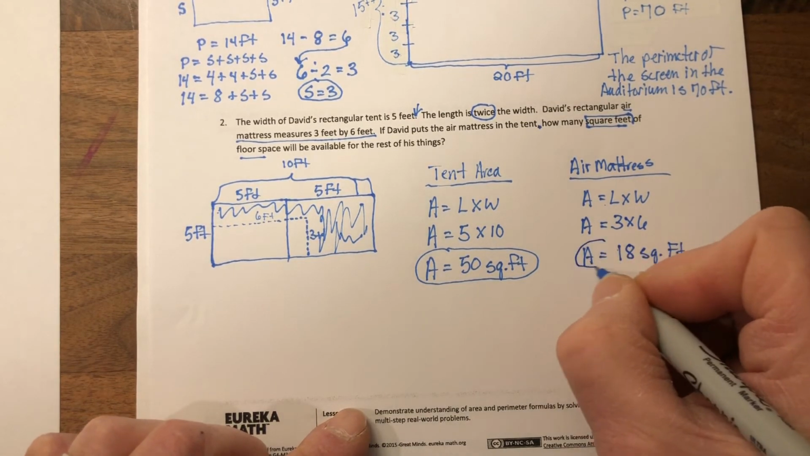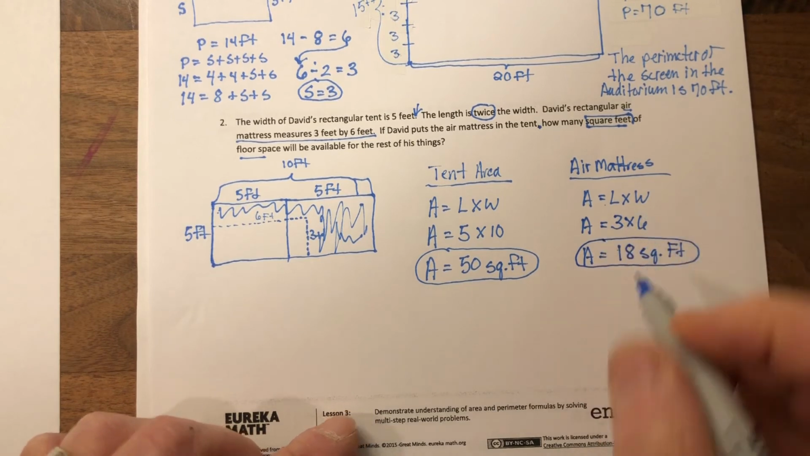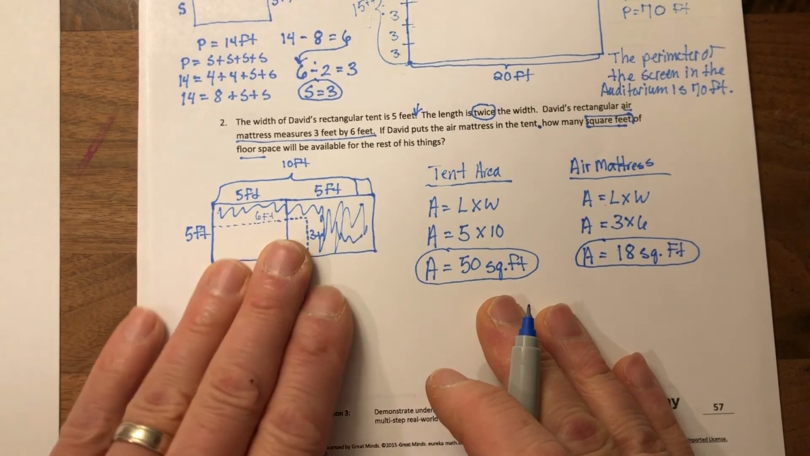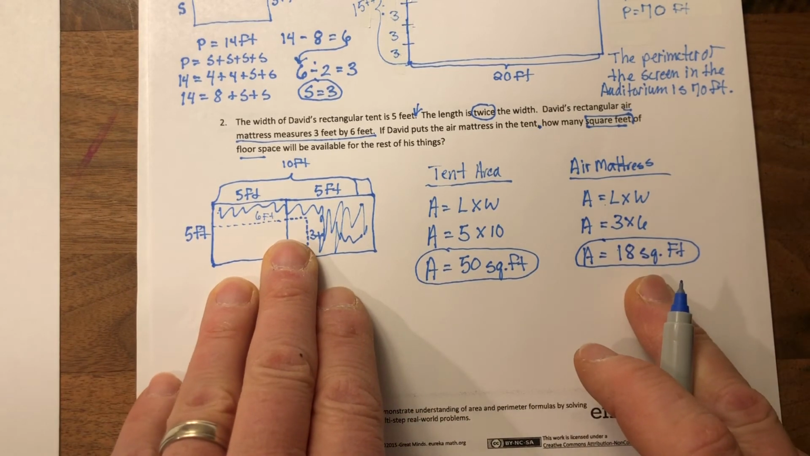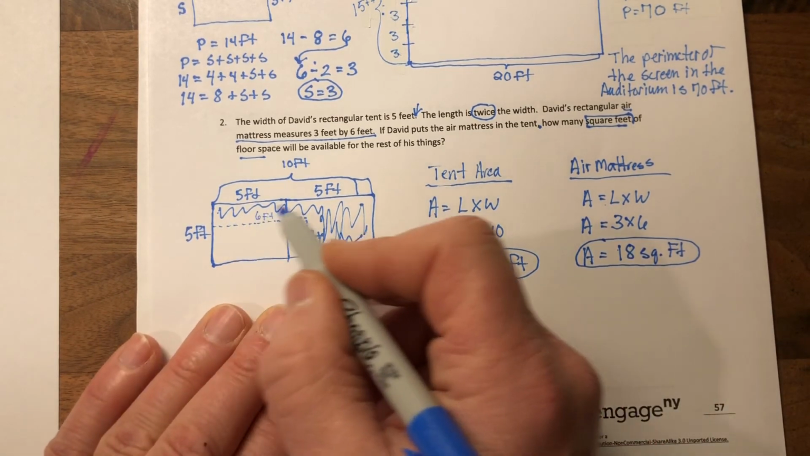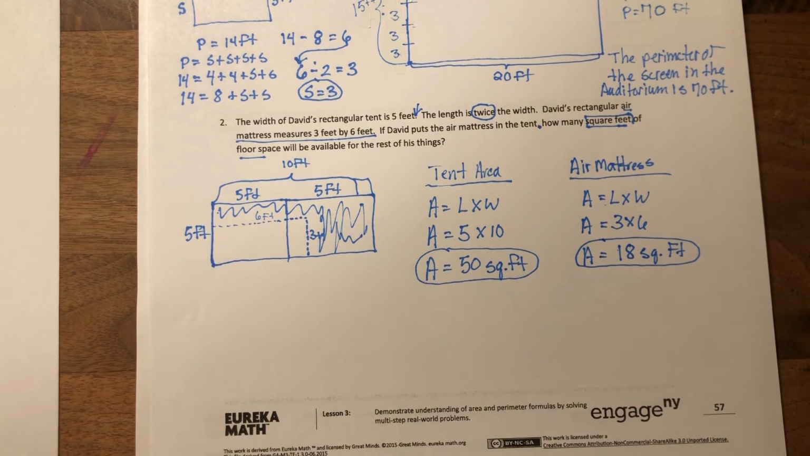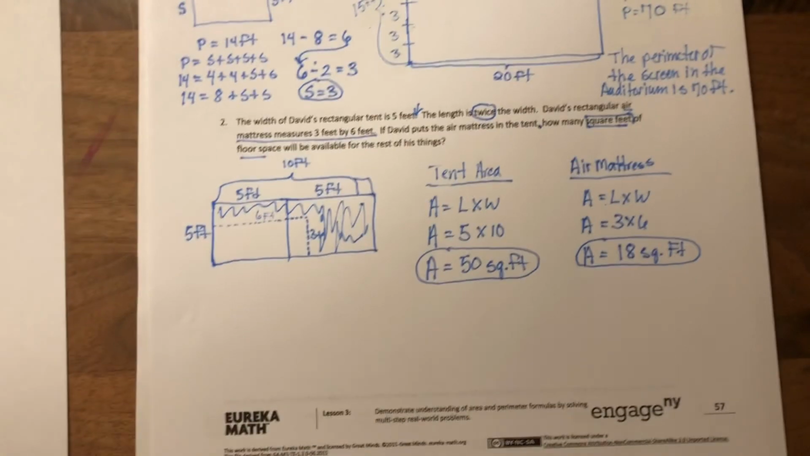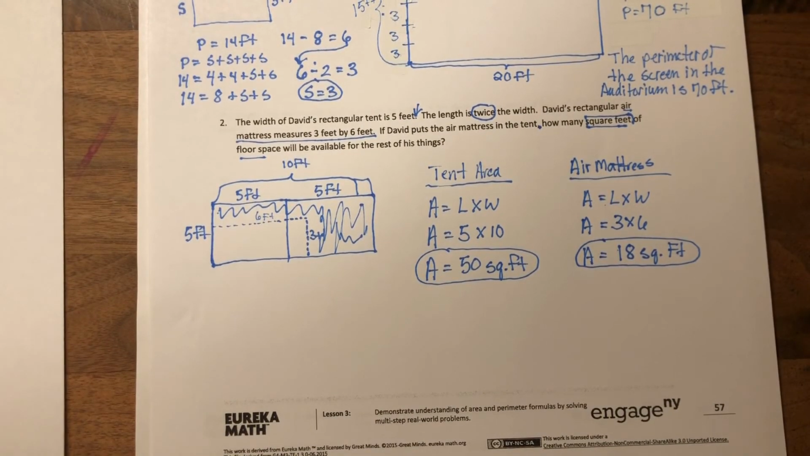Okay, so I know this. I know that there's a total area of 50 square feet inside the tent. The mattress took up 18 square feet. So all this area out here, how can we figure out how much area is left for the rest of his things, like his shoes and his clothes, all right? What do we think? How can we figure that out? All right? You can pause here, teachers, if you want to have this discussion.